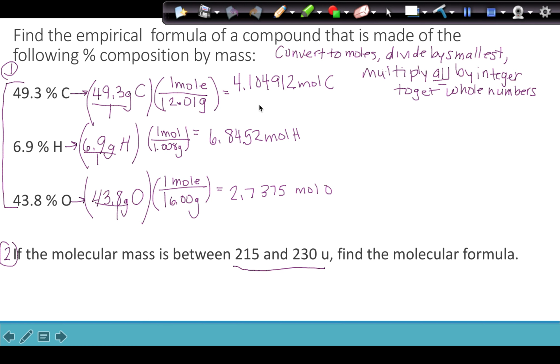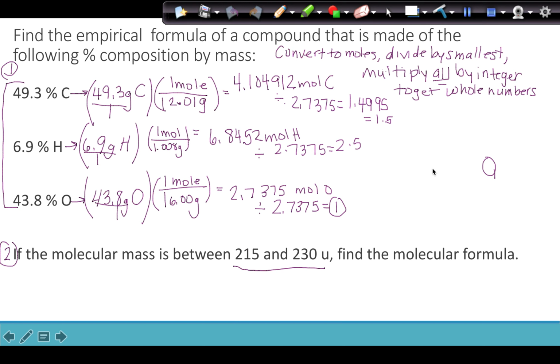And again, I've never seen formulas with decimals, so these are not whole number ratios. We are going to divide each result by the smallest one to get to a whole number ratio. So oxygen subscript is a 1 right now. And I wind up with 1.4995, which I'm going to call 1.5, and 2.5. So I have C 1.5, H 2.5, O 1.